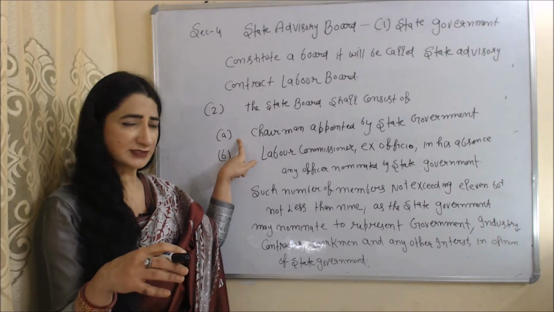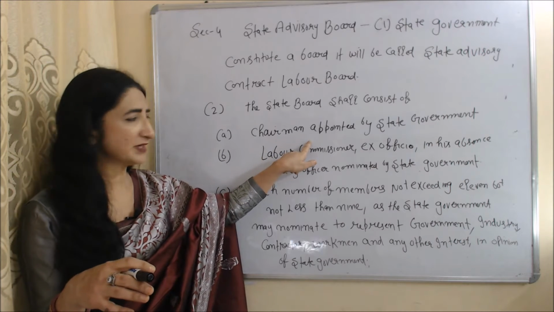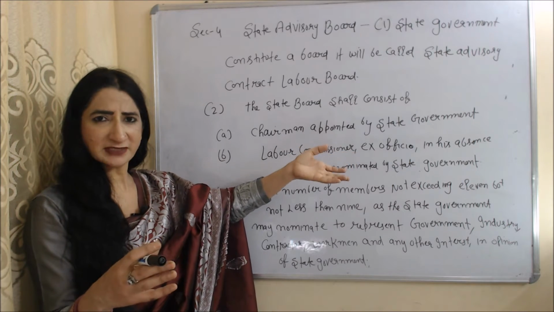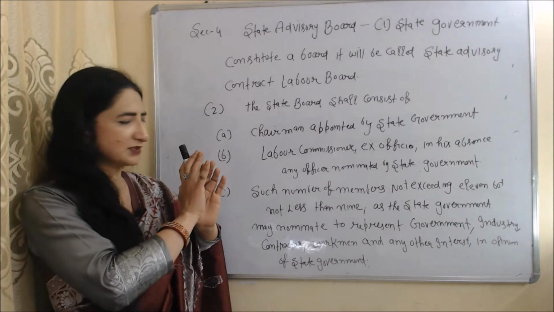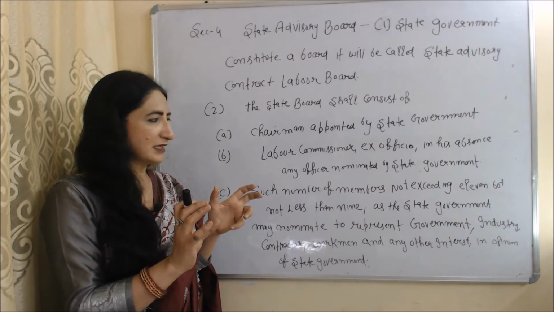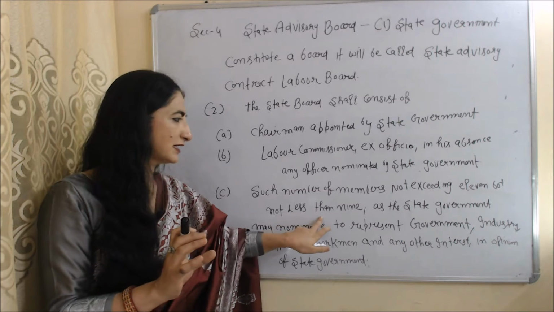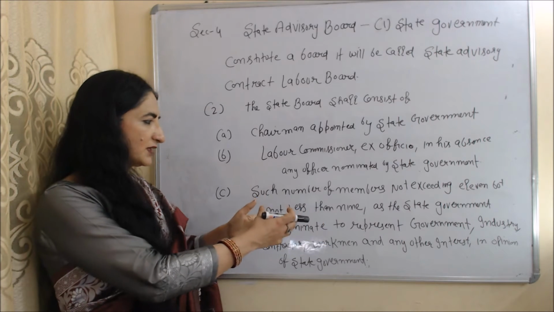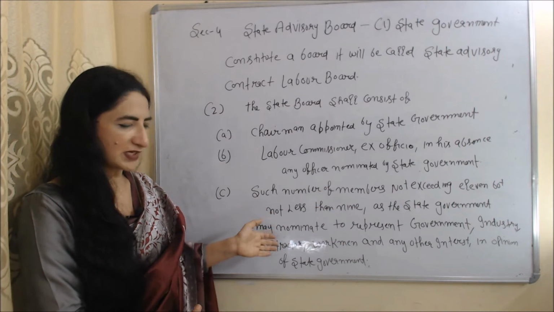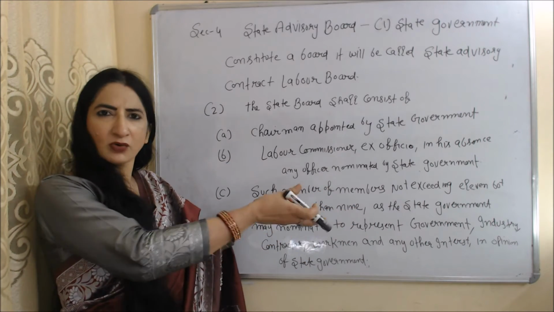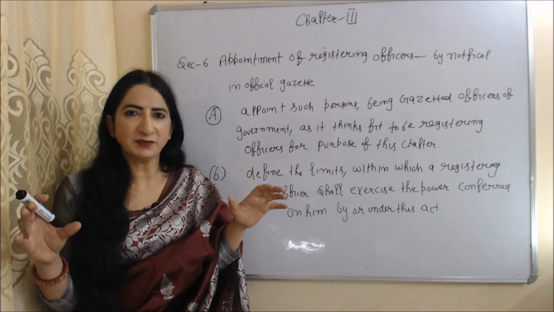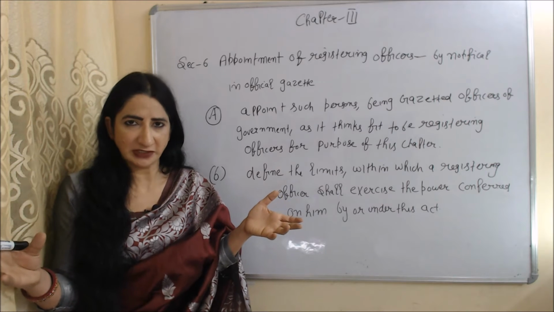This board consists of a chairman appointed by the state government, the labor commissioner, ex-officio, or in his absence any officer nominated by the state government, and some members also. But the number of these members cannot be more than 11 but not less than 9. And the state government will nominate these members to represent government, industry, contractor, workman or any other interest according to the opinion of the state government.